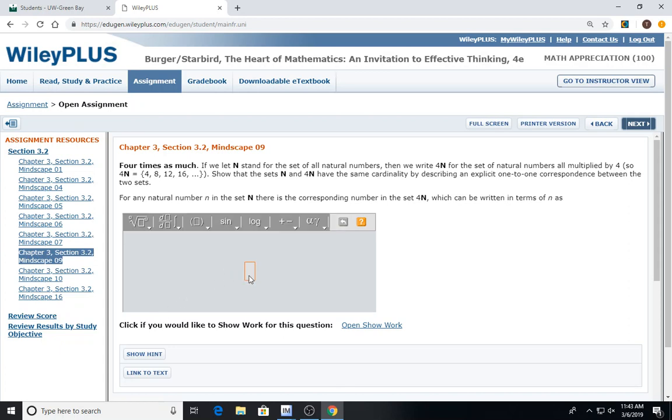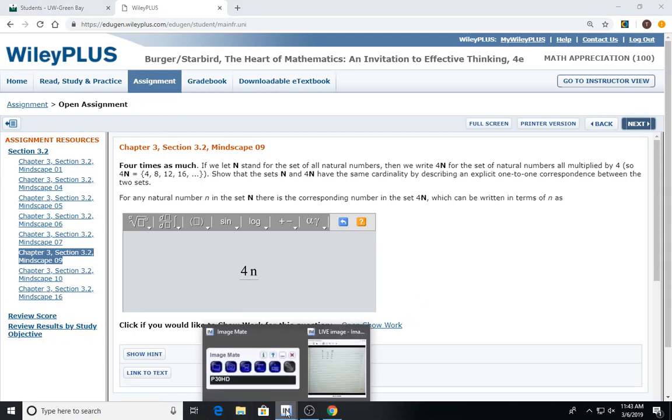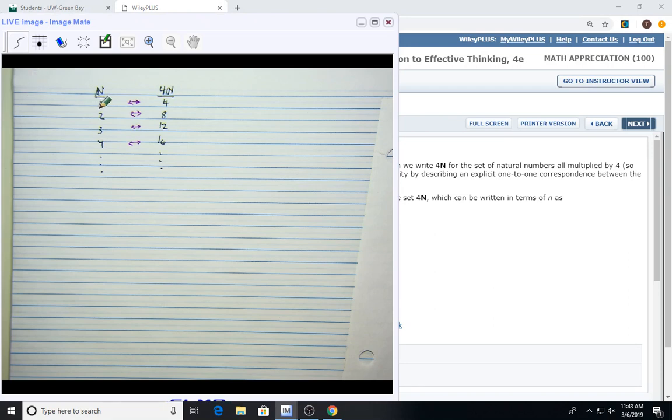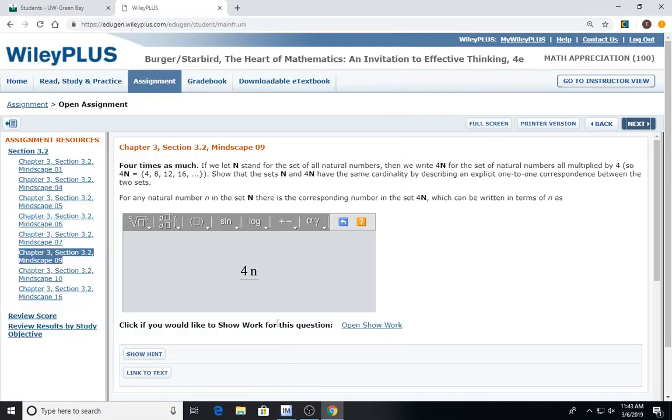So 4 times n. So n is the number in the first column, like 1 or 2 or 3, and then it goes with 4 times that. That's in the second column. So here I have 1 goes with 4, 2 goes with 8, 3 goes with 12, and so on. And I say that with 4n. Do you have to put a little times symbol in, like that? Did anybody try that? I didn't try that yet. Okay, so mine is 4n. You might have 8n or 3n or something like that.